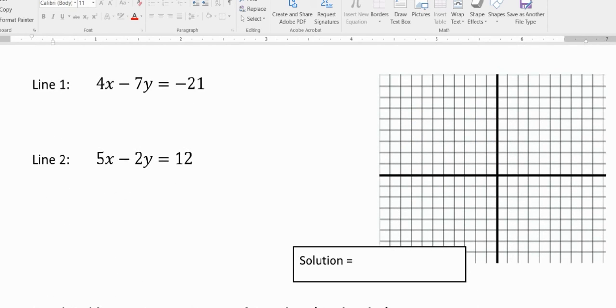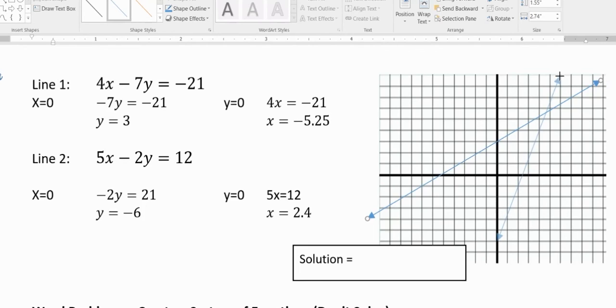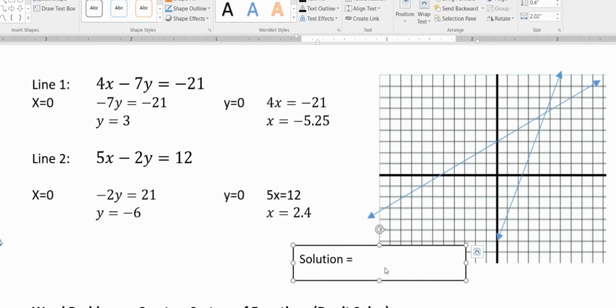For this one, they're in standard form. So we have to do a bit of work. We're going to find the intercepts, graph the lines, and then find the solution. Now that we've graphed our two lines, we're going to find the solution, count the x, count the y. And there's a solution.